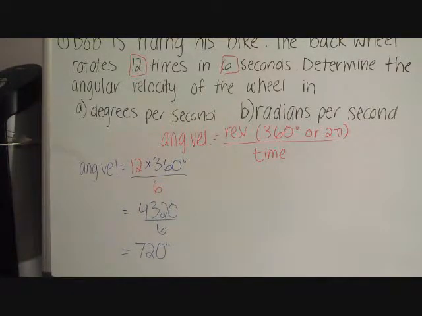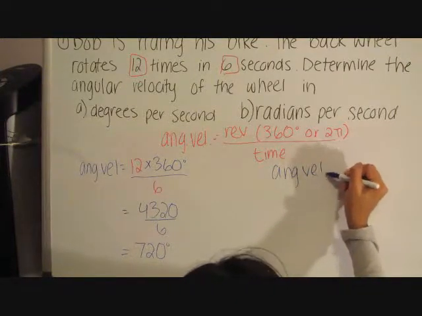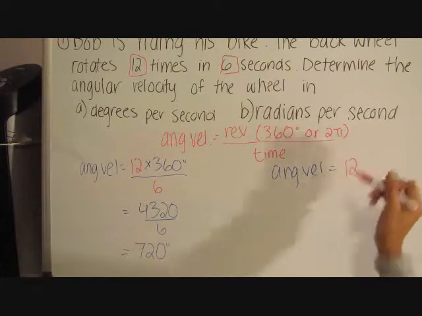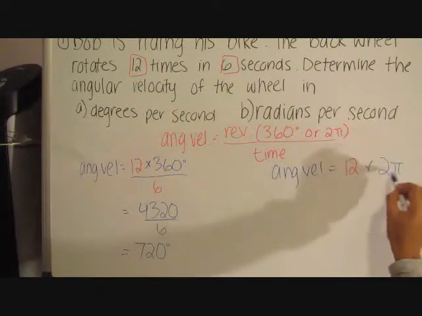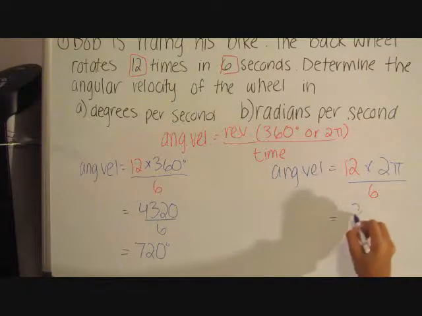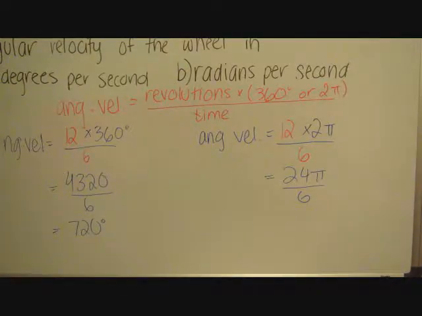In radians you do the same thing. So you write angular velocity equals 12 times again, except here you would multiply it by 2 pi since you're finding it in radians, and the time still remains 6. And then you solve, so it's 24 pi over 6. 24 pi over 6 is 4 pi. Therefore, the radians per second is 4 pi.